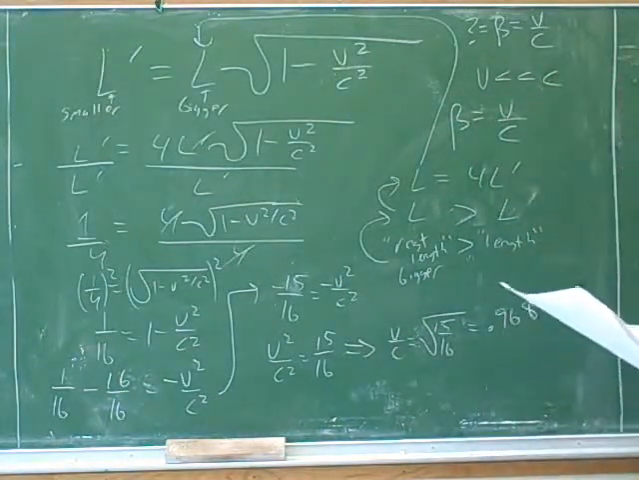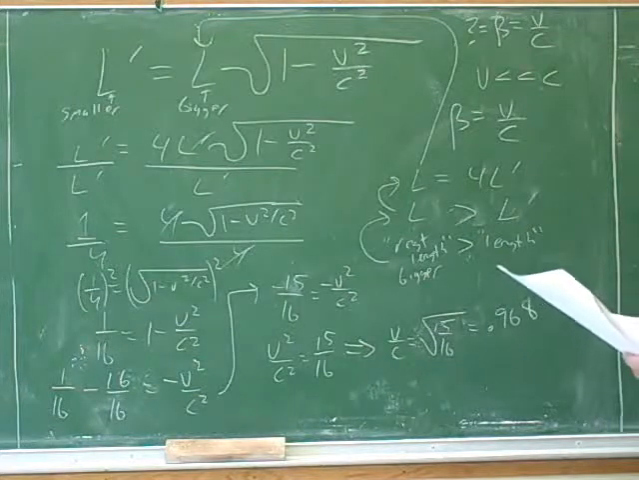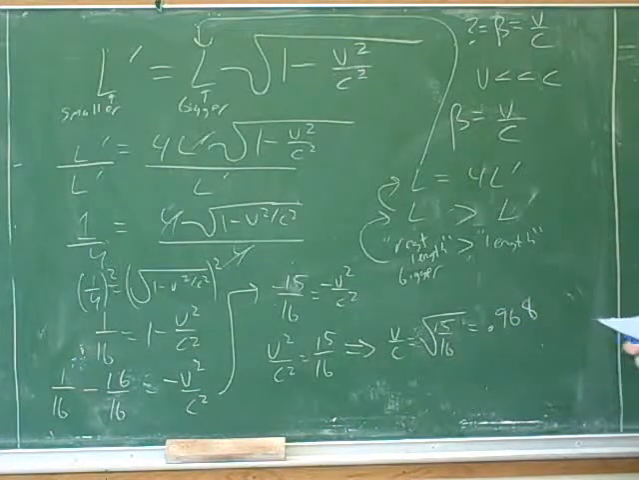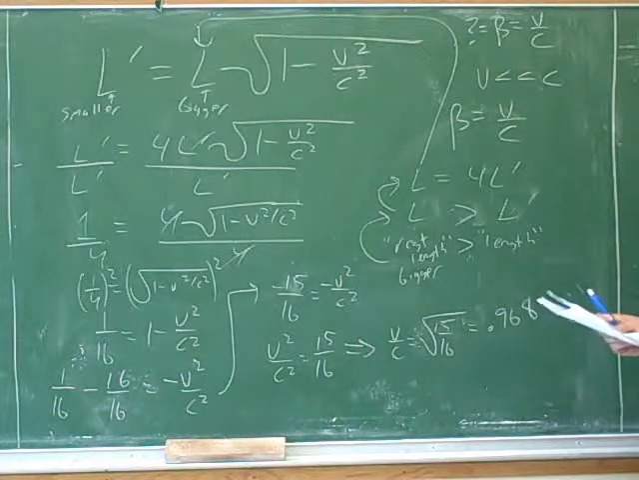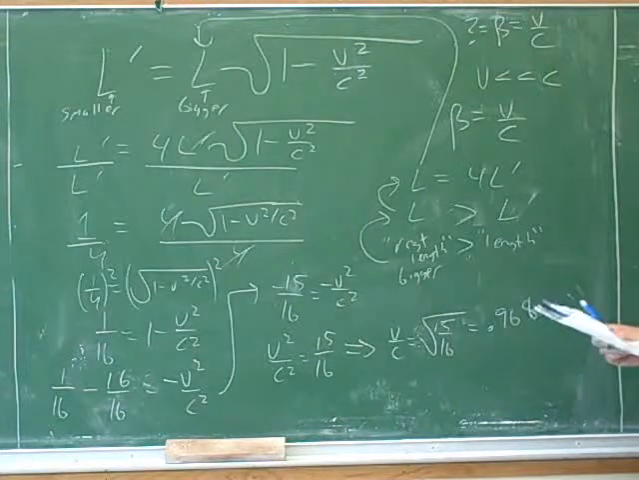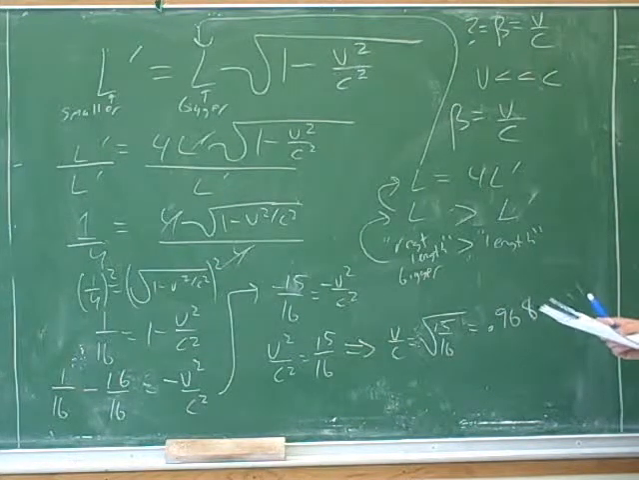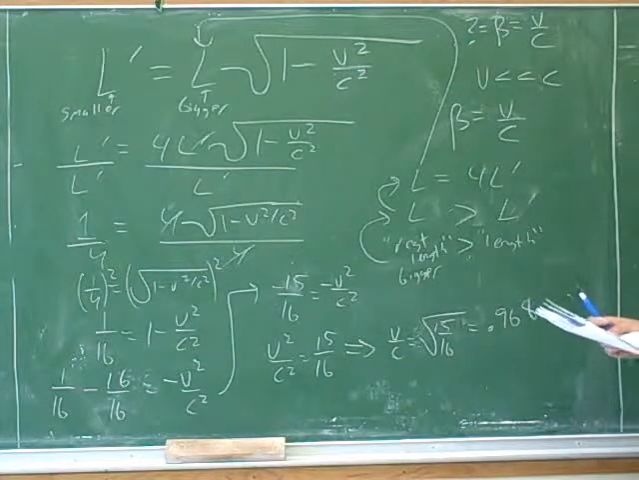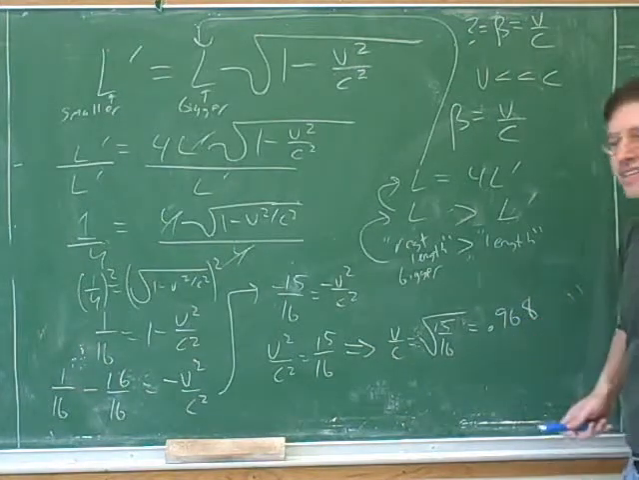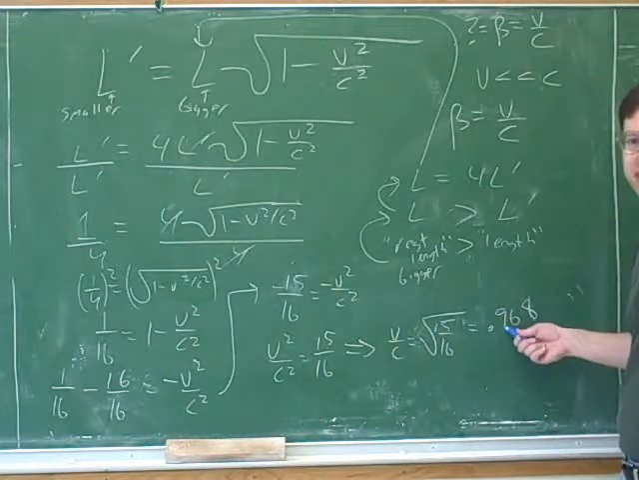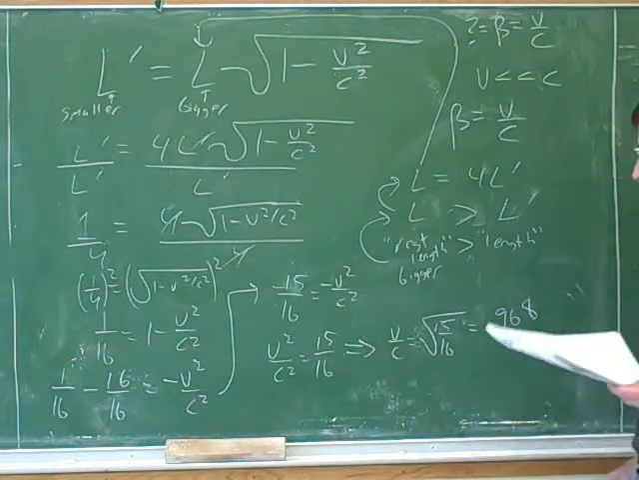Okay. What's our interpretation of this? So 0.968 is how close you're going to the speed of light. Are we going close? Yeah. So should relativity be important? Yeah, this is pretty darn close. This is really fast, right? This is almost the speed of light right here, way faster than normal speeds.